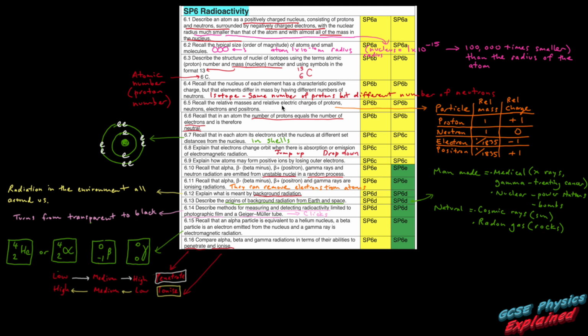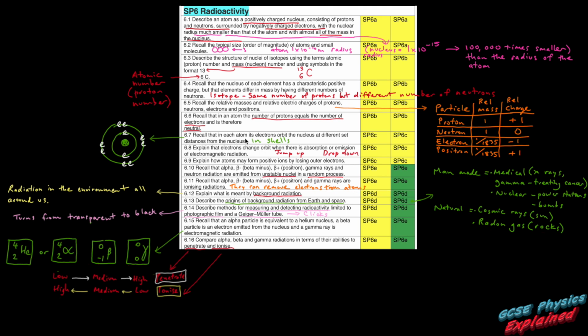Recall the relative masses and relative electric charges of protons, neutrons, electrons and positrons. So there's the particles there. Here's their relative masses and their relative charges. So a proton's got a relative mass of 1, so is a neutron. An electron is nearly 2,000 times lighter, so is a positron. And the relative charges, proton is positive, neutron is neutral, electron is negative, and a positron is positive. That number there is 1 divided by 1,835 if you want to be exact.